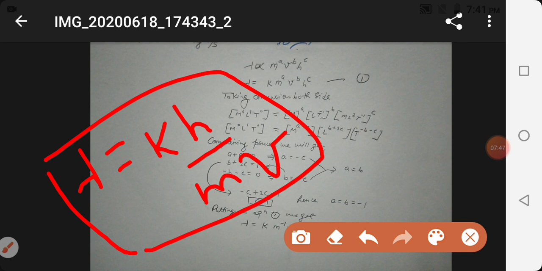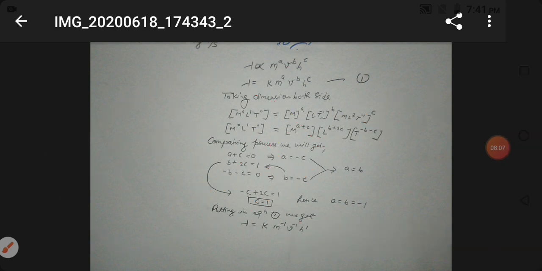Okay, this is dimensionally correct because we don't need to write anything for k if we are discussing with respect to dimensional formulae. Understood? But experimentally we have the value of k, and that is k is equal to 1. So if we put k is equal to 1, we will have lambda is equal to h upon mv.